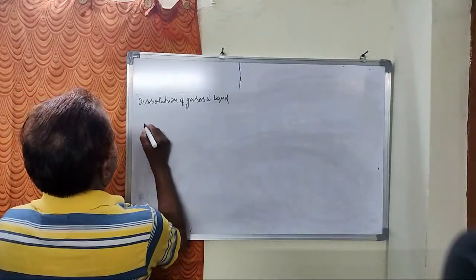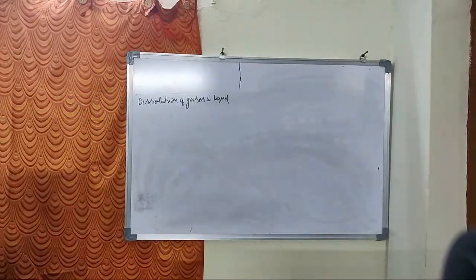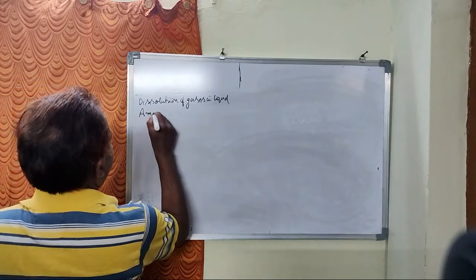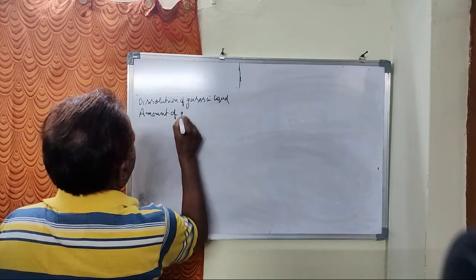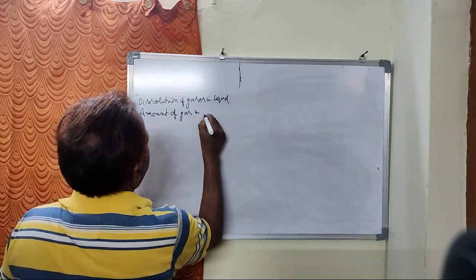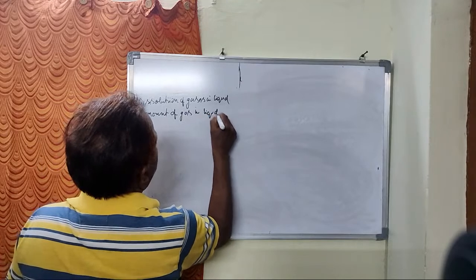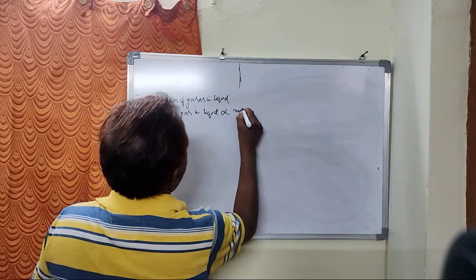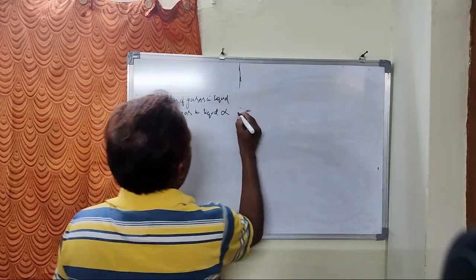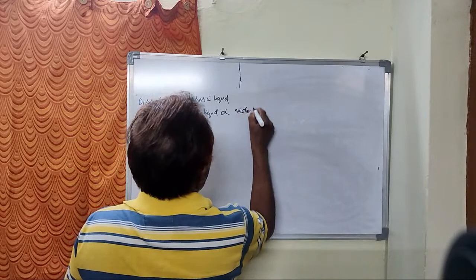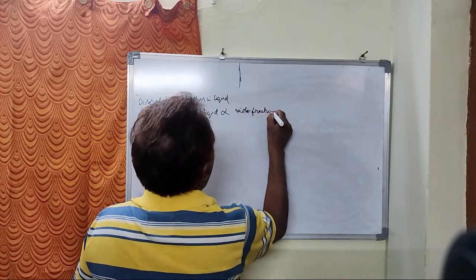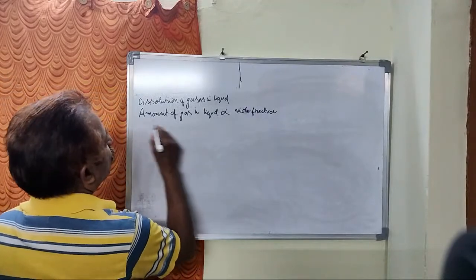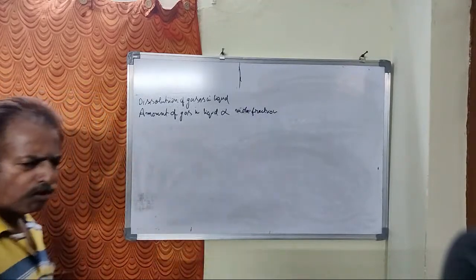Now, the amount of gas dissolved in a liquid is proportional to the mole fraction of the gas. Therefore, the amount of gas dissolved in the liquid is nothing but the mole fraction of the gas.